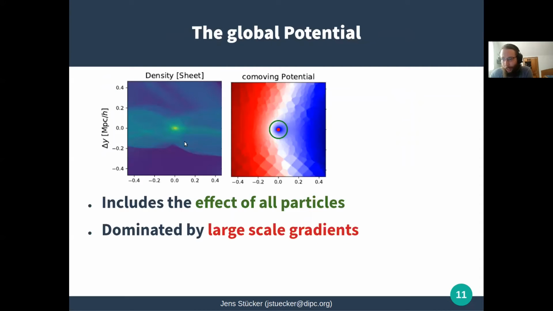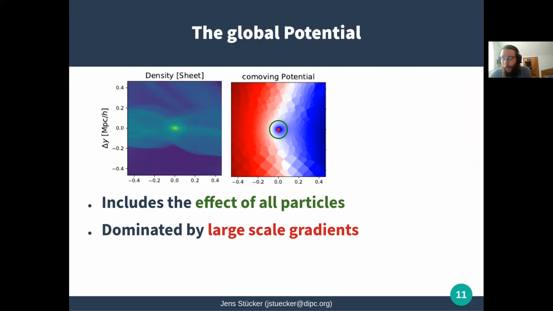It looks similar for a halo, for example. Here you see a halo object, and you see the potential has a very small minimum, but the extent of the minimum is way smaller than what you would see as the overdensity structure of the halo. And there's just this large-scale gradient which completely messes up your potential landscape. So on the positive side, the global potential includes the effect of all particles, but on the negative side, it's completely dominated by large-scale gradients and by things which are far away, and you don't see anything. I think this is the reason why there has never been a structure finder proposed which uses this global potential, although it seems like a more natural quantity than the self-potential.